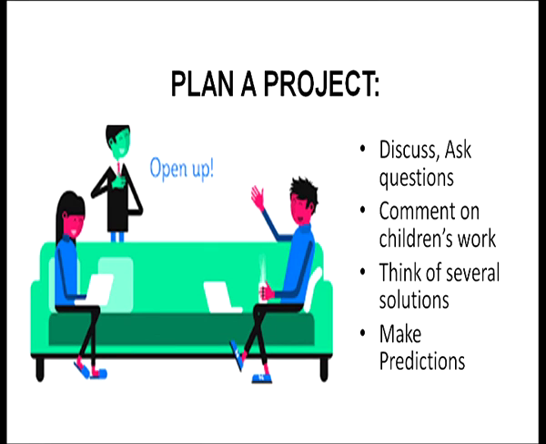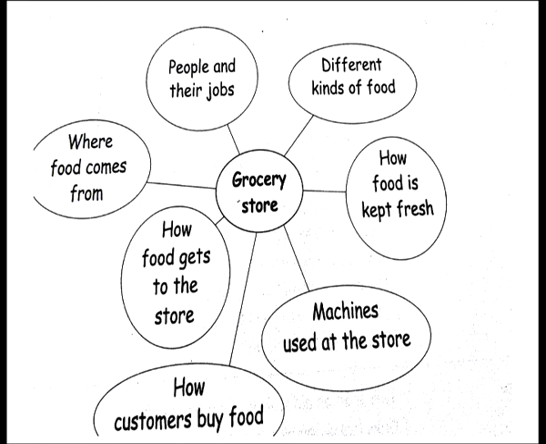Encourage children to discuss. Do not snub any child. Ask questions. Encourage children to ask questions. Comment on children's work. Think of several solutions and then make predictions. हो सकता है ये ऐसा हो. I guess it'll work like this. Okay, you guess this. Now let's do it actually. This will help the children to open up when you allow them to speak and make predictions. Here again, if you plan a project, for example, a grocery store, that's your project.